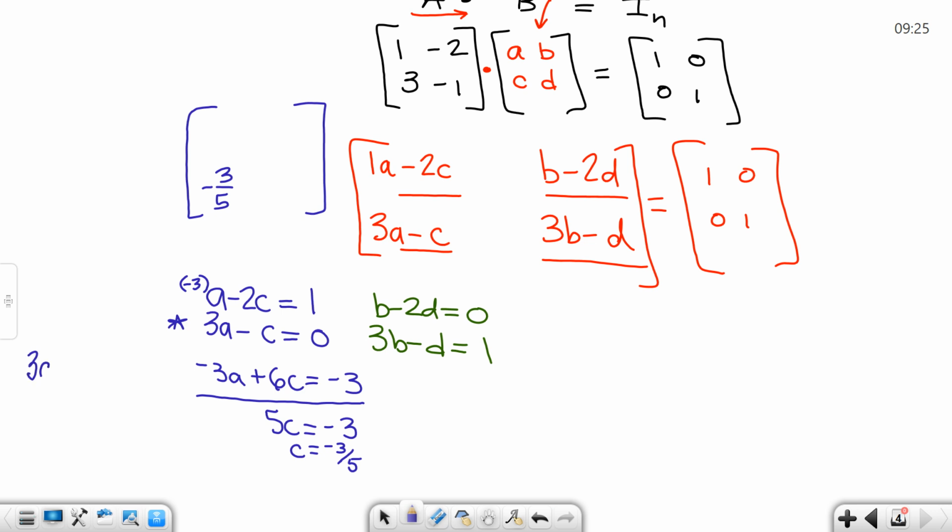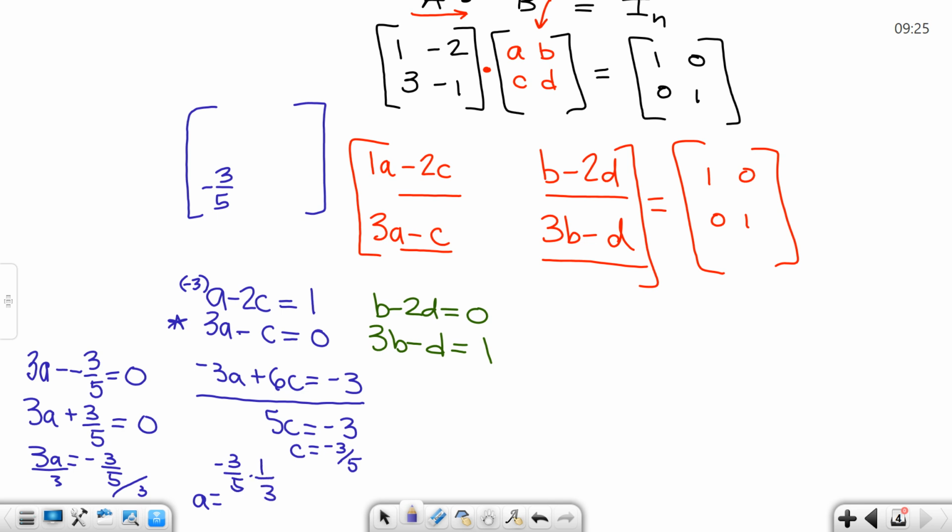So I'm going to say 3A minus, there's my minus, a negative 3/5 equals 0. So this is 3A plus 3/5 equals 0. So 3A would equal a negative 3/5. I'm going to divide by 3. And when I divide by 3, going old school, I get negative 1/5.